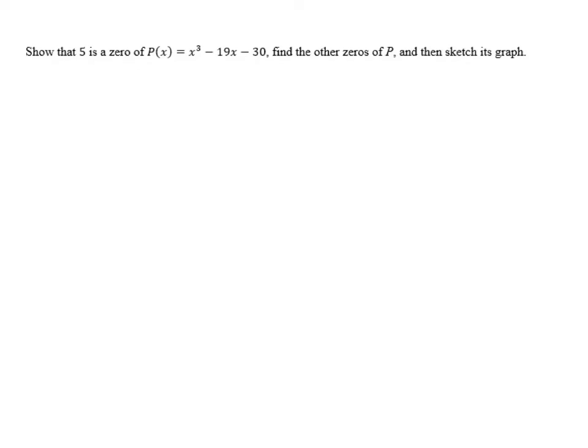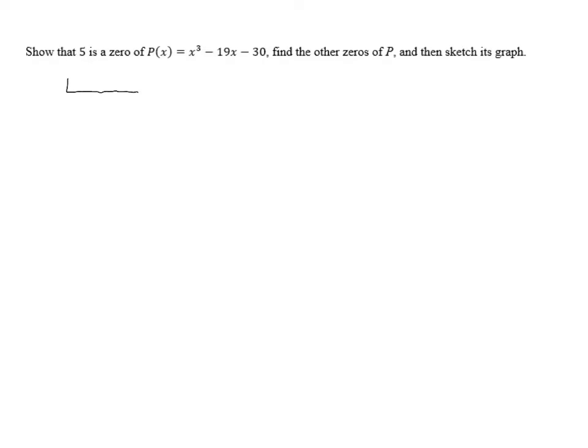Show that 5 is a 0 of p of x equals x cubed minus 19x minus 30. Find the other zeros of p, and then sketch its graph. To show that 5 is a 0 of this polynomial, we can use synthetic division.